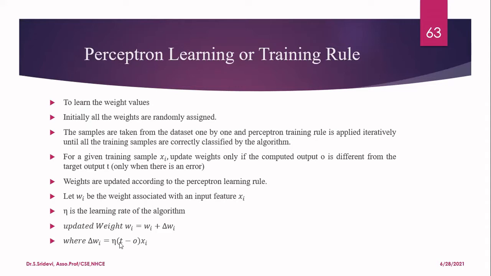And to update the weight, we are going to use this formula. Updated weight Wi is equal to the previous weight Wi plus delta Wi. Here, this delta Wi is the weight updation value. And we are going to calculate delta Wi as follows. It is calculated as eta multiplied by (T minus O) into Xi.